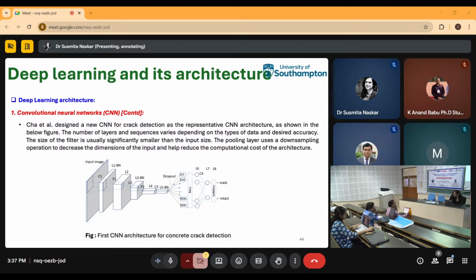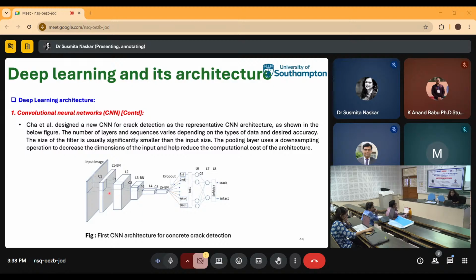So you can see that Chai et al. developed a new CNN architecture specifically designed for crack detection in concrete structures. This is a prime example of how deep learning, originally built for image processing tasks like, as we said, handwritten character recognition, can be applied here. In this case, we are considering structural health monitoring or infrastructure monitoring.